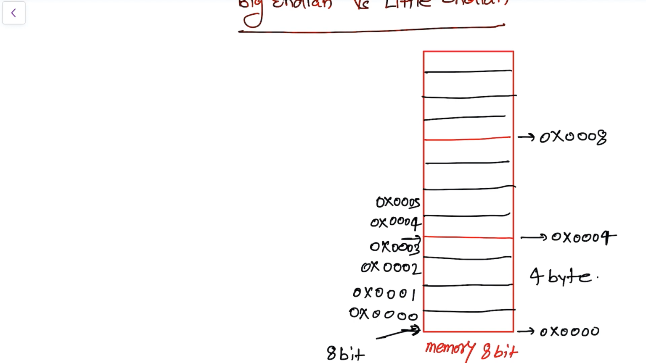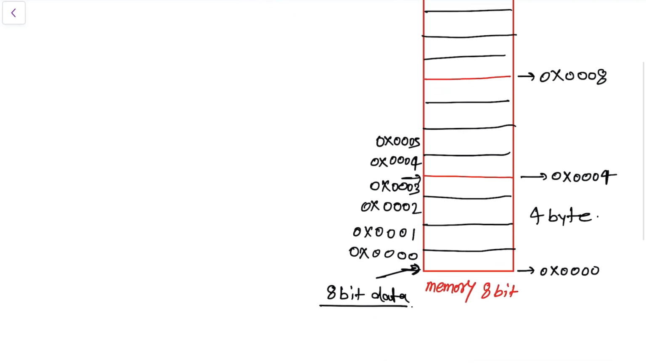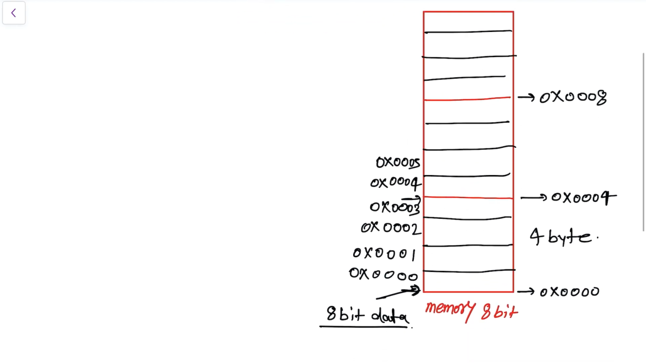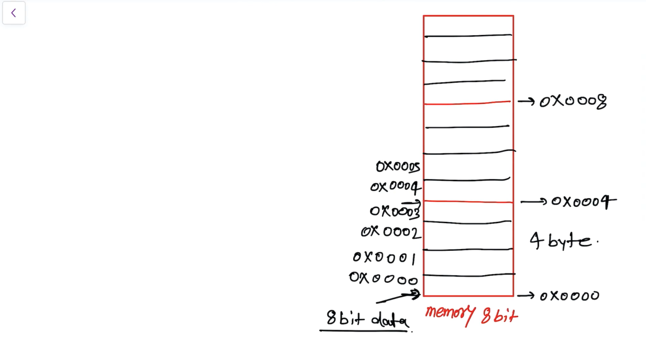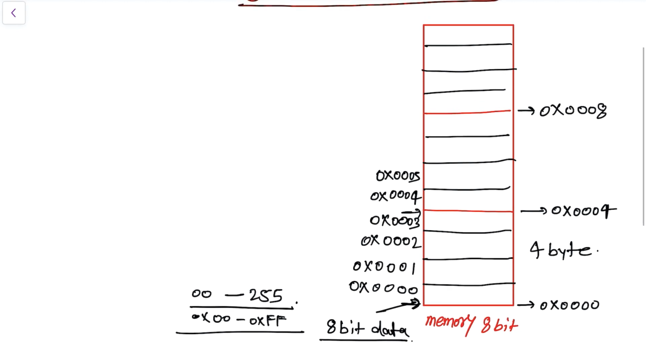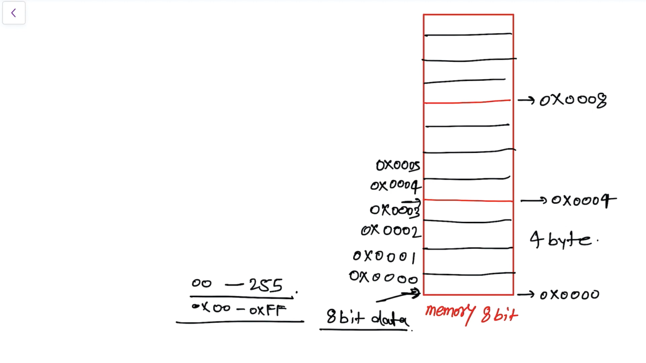Once we have this, each location can store only 8 bits of data. That means the data should be between 0x00 and 0xFF. In decimal, you can say from 0 to 255. This is the decimal number. Now the question comes here.